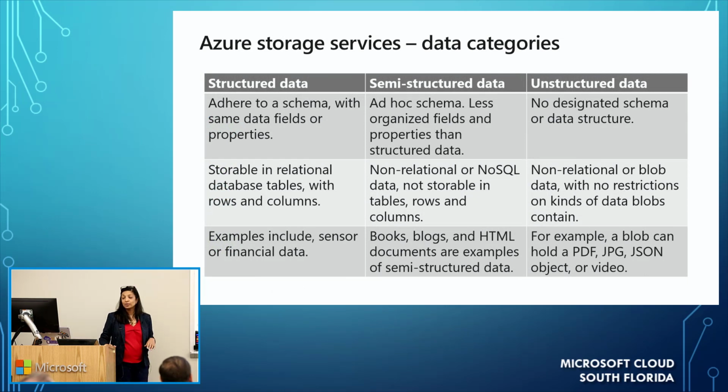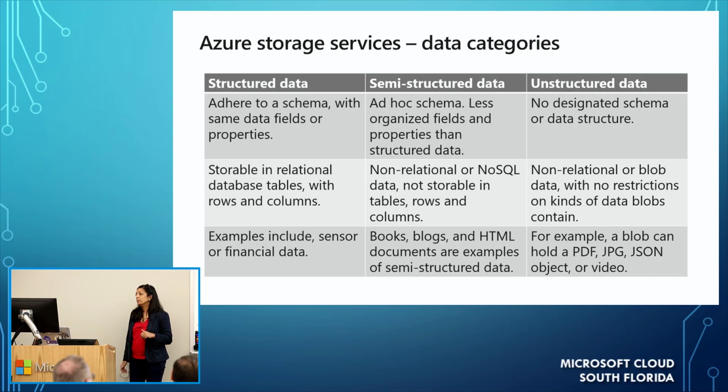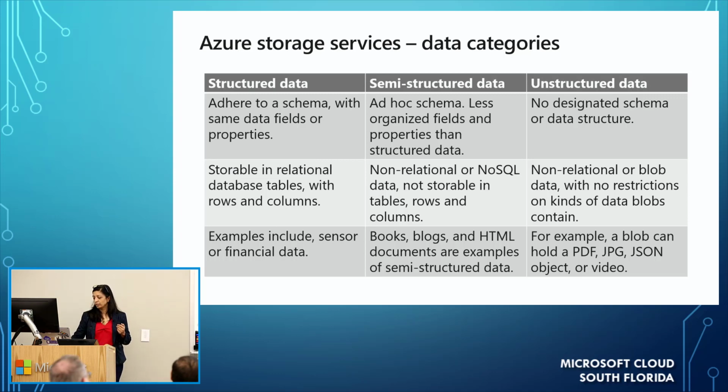Moving on to data. So there's all kinds of data services available. You can have structured data, semi-structured data, or unstructured data. Examples for structured data are sensor and financial data. Semi-structured data is typically NoSQL data, blogs, HTML, that kind of stuff. And then unstructured data, you know, PDF, JSON, JPEGs, videos.